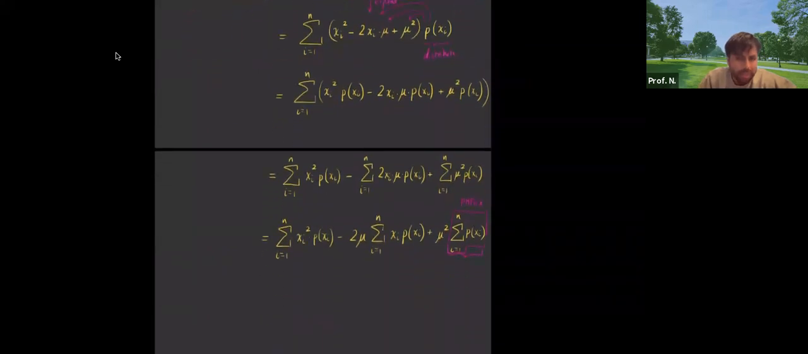But remember, for something to be considered a probability mass function, if you add all of the probabilities for every value of x, it should always equal 1. So this is going to equal 1.